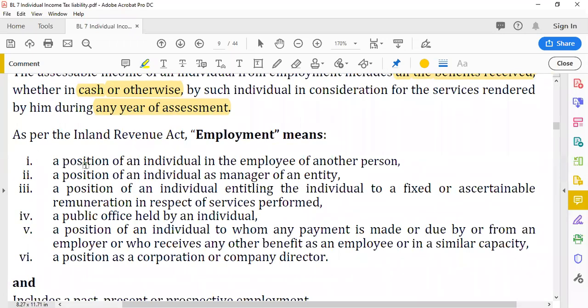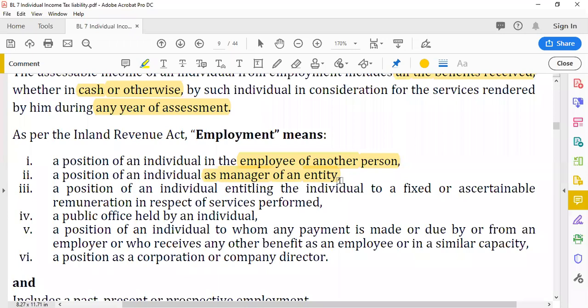First, number one, a position of an individual as an employee of another person. So an employee of another person, not of the company or the government; a person working under any other person. Second, a position of an individual as manager of an entity. Here we call it person, here we call it entity. Sometimes manager of an enterprise or company. A manager should also be treated as an employee.